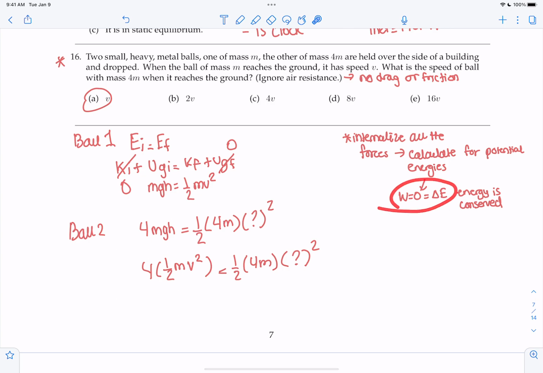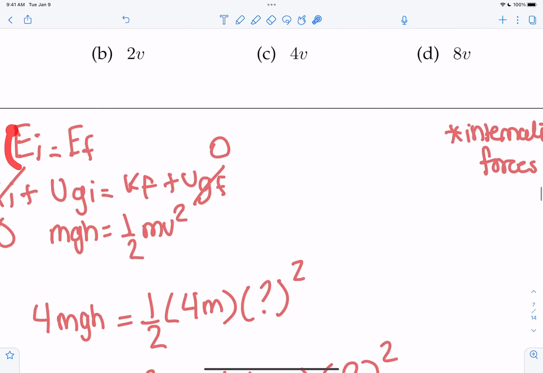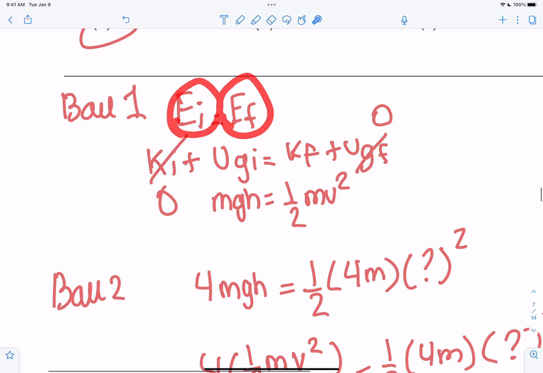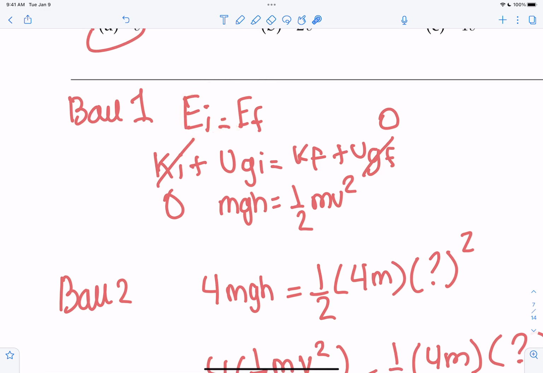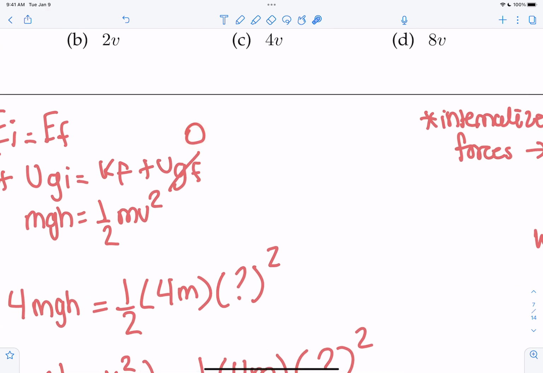So assuming everything is internal, we can say that W is equal to 0, which is equal to delta E, which is equal to final energy minus initial energy. So our initial energies are going to be equal to our final energies. Our initial energies are made up of kinetic and gravitational potential. We don't have any kinetic because the object isn't in motion yet. And final gravitational potential energy should be 0 as well because you're at the bottom of the building or whatever, so the height is 0 at the bottom.